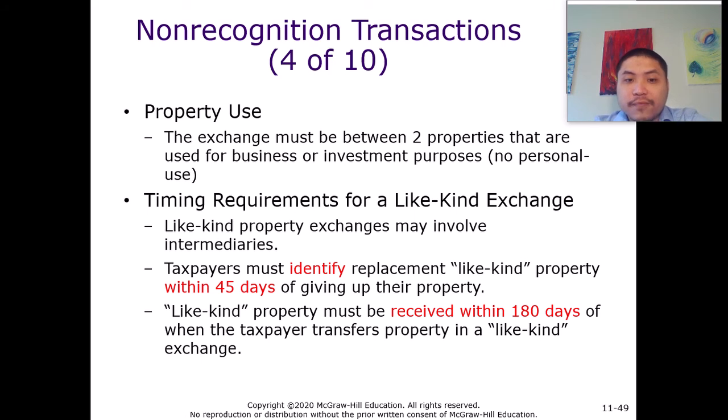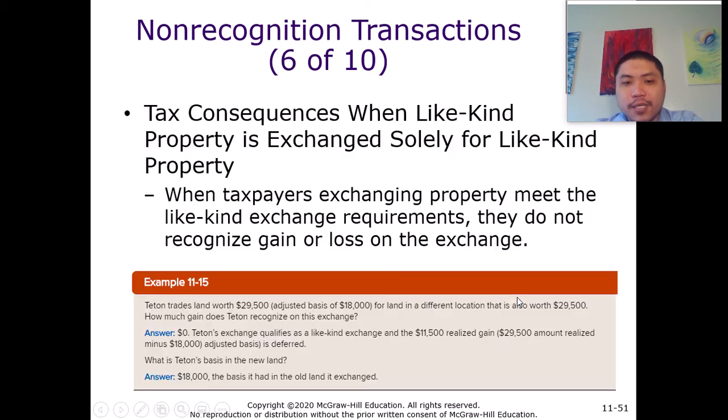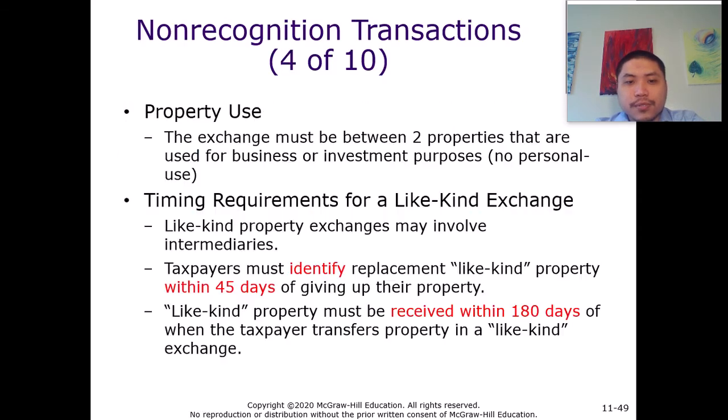Since the day they are giving up ownership of the like-kind properties, they have 45 days to identify replacement properties. All right. And then the second part of the requirement says that the like-kind property must be received within 180 days of when the taxpayer transfers the property in a like-kind exchange, right?